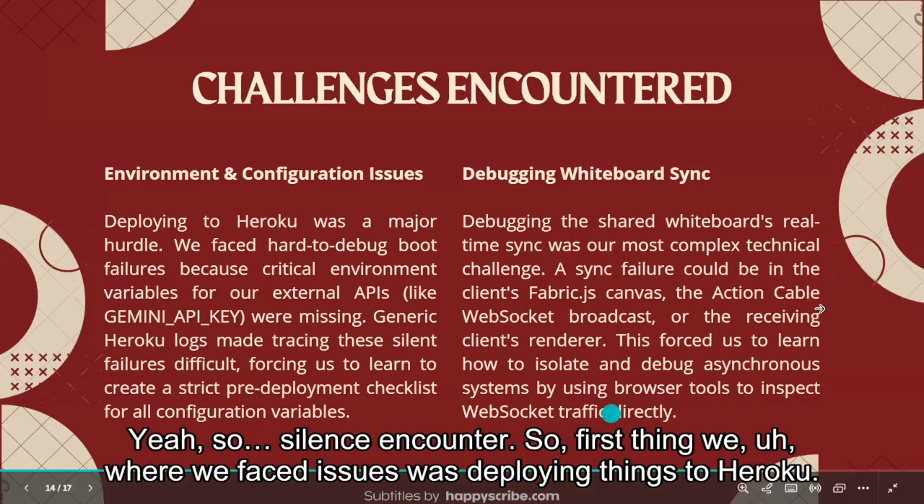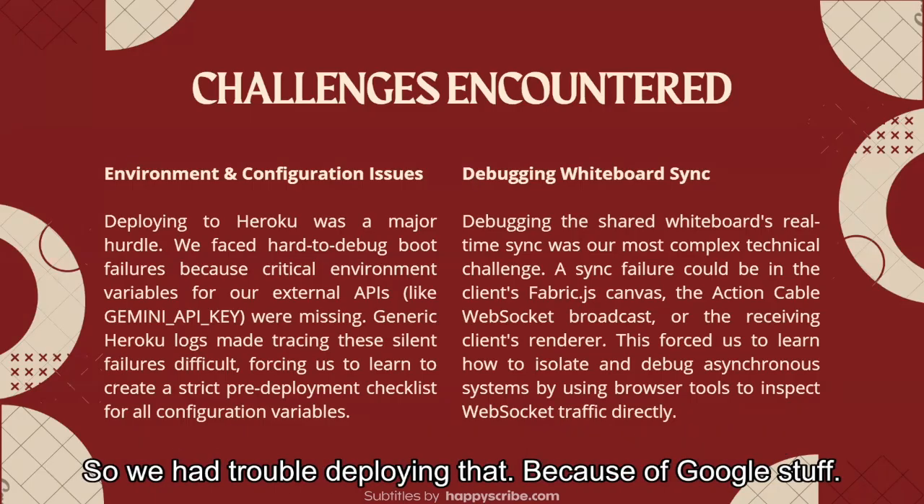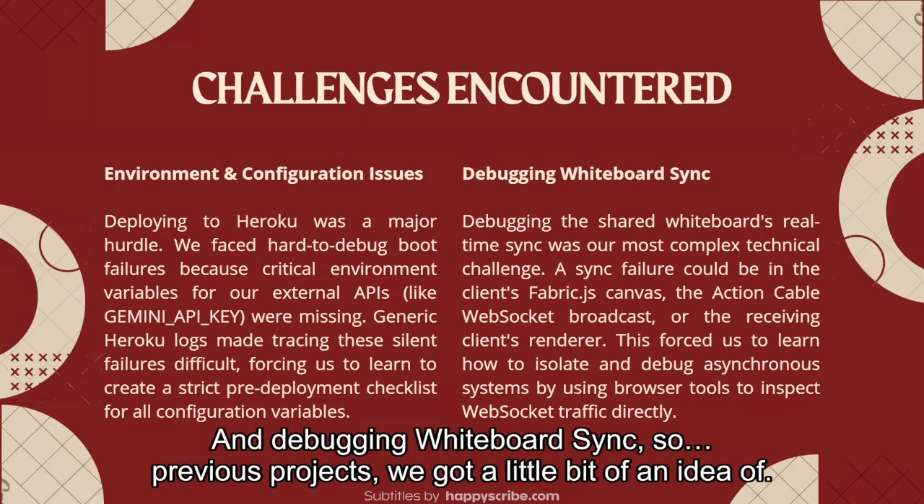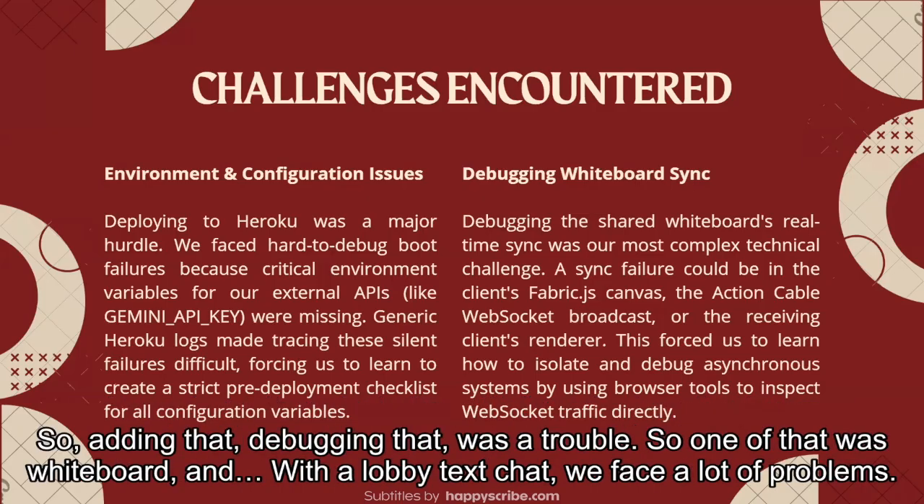Yeah. So, challenges encountered. The first thing where we faced issues was deploying things to Heroku. As we were using Gemini in our Guru chatbot, we had trouble deploying that because of Google stuff, and debugging whiteboard sync. In previous projects we got a little bit of idea of Rails configurations, but with the addition of whiteboard and text chat, we explored new features that we hadn't used before, and those were very new to us. So adding and debugging that was a trouble. One of those was whiteboard, and with lobby text chat, we faced a lot of problems.